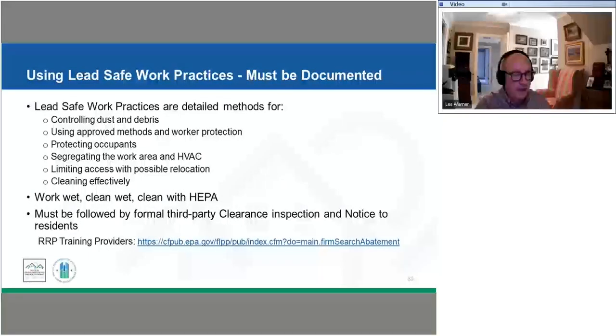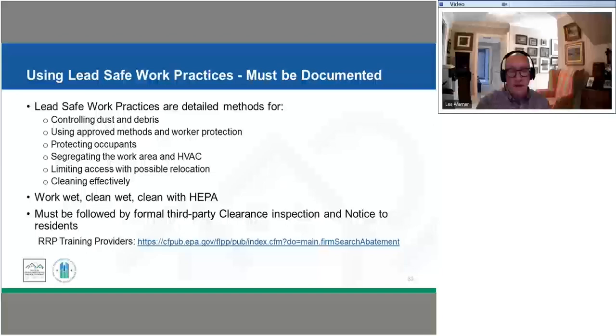Always we're going to be making sure, and that would be part of our oversight responsibility, that when work is being done, we have certified contractors who are following those safe lead work practices. So things like making sure all the dust and debris is being controlled. We mentioned not being able to use some kind of mechanical removal without a HEPA vac attachment. So, controlling that dust and debris.